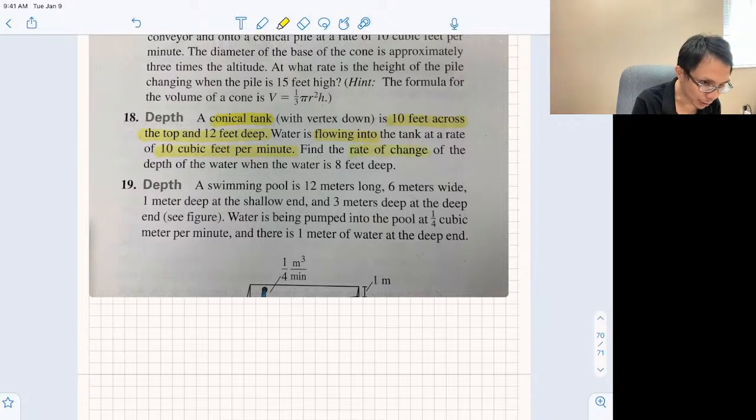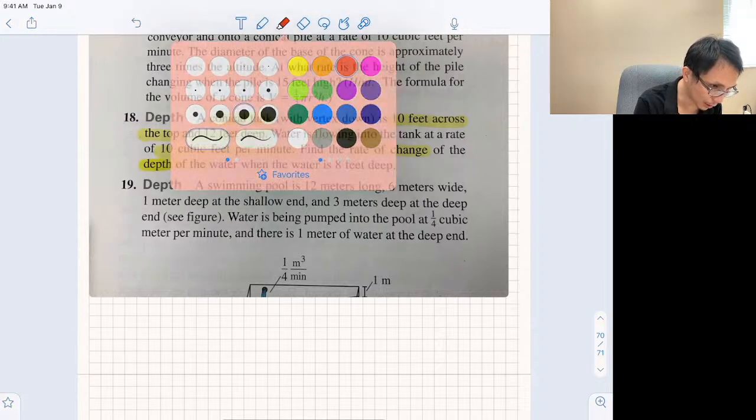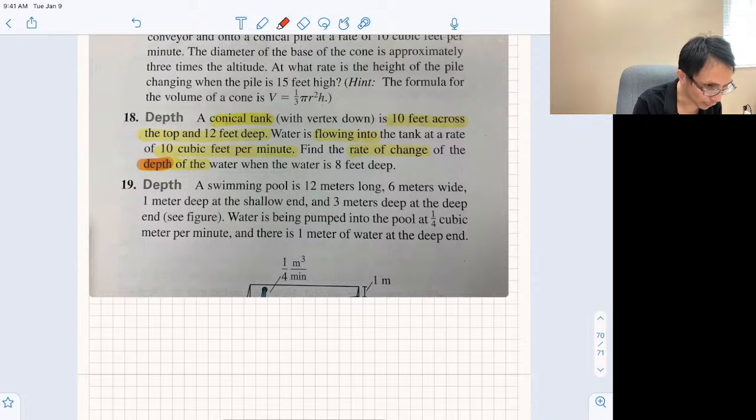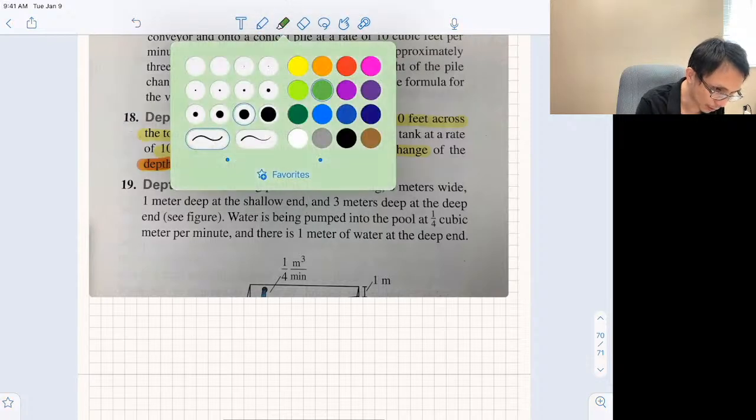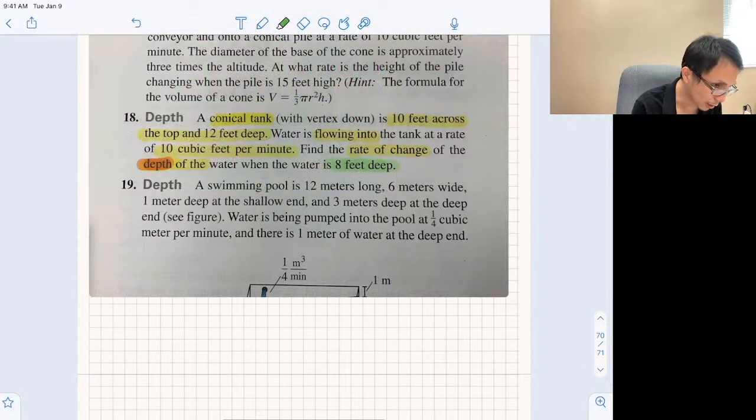Find the rate of change of depth. Depth is what I'm looking at: the depth of the water when the water is 8 feet tall, 8 feet deep. So this is the condition. Those are the things I would say. So this is a condition right here. The condition is 8.